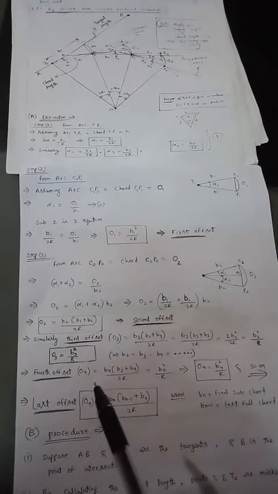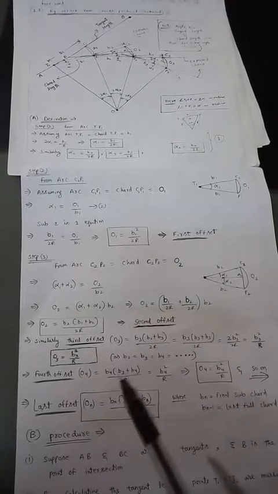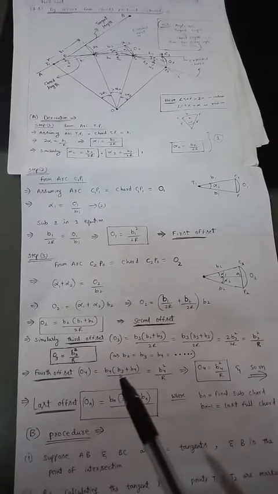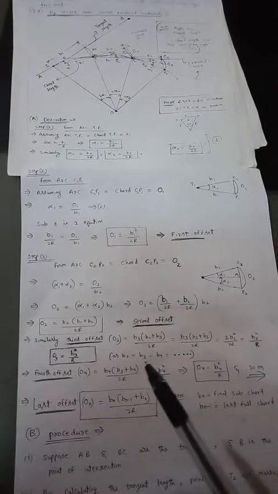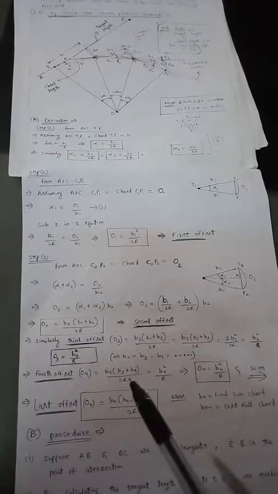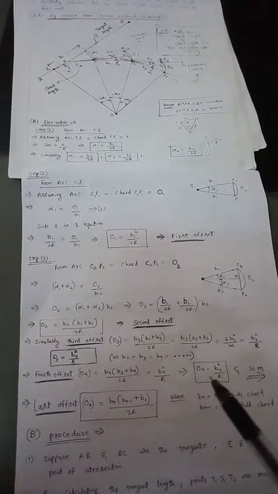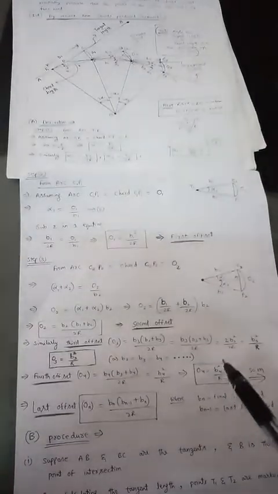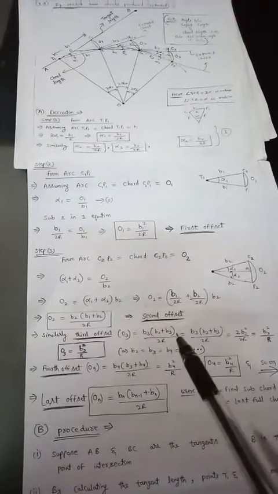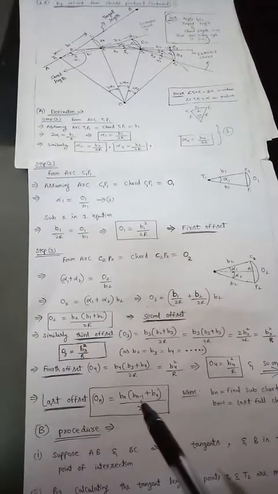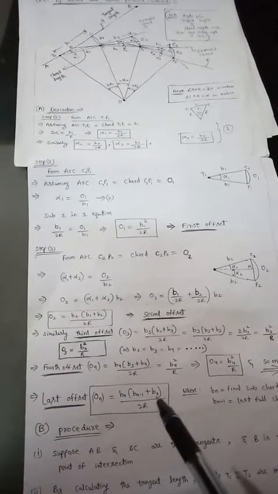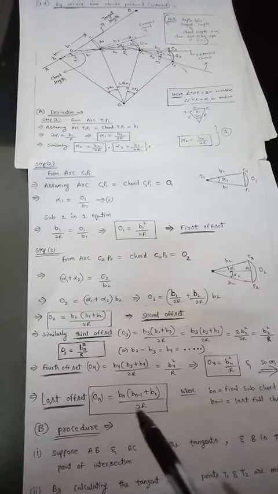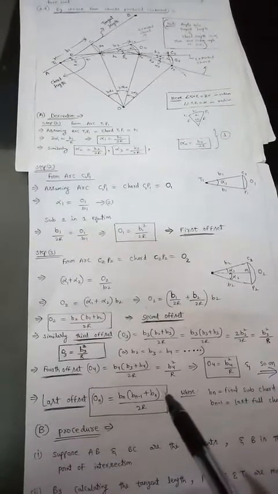Similarly, the fourth offset O4 equals, from this equation, B4 into B3 plus B4 by 2R. Here B3 equals B4. By solving, we will get O4 equal to B4 square by R, and so on. For the last offset, this is the last but one chord, and this is the last final subchord by 2R. So this is the last offset formula.